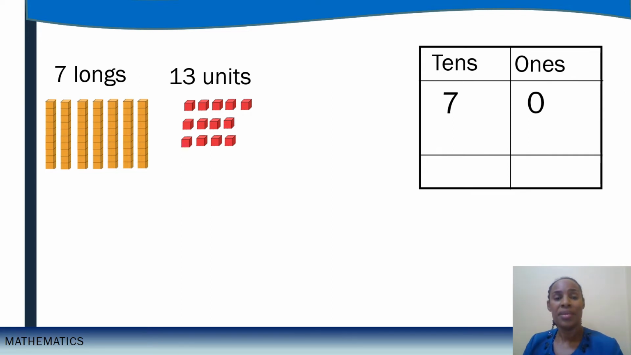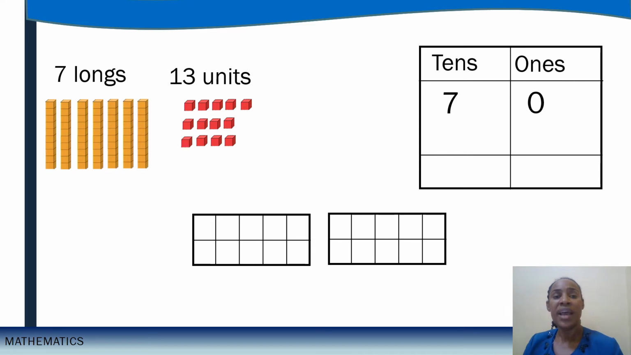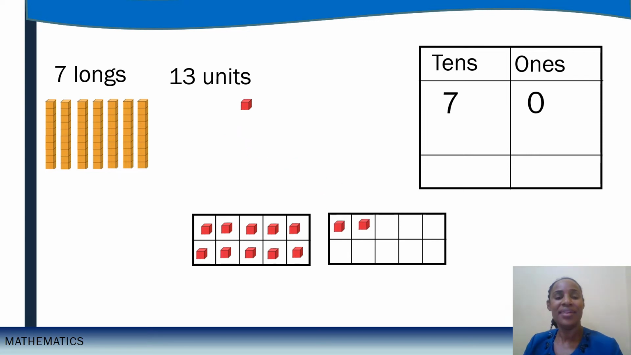Wow! Not so fast, boys and girls. We will use our 10 frame to help us write our 13 units on the place value mat. Remember now, our 10 frame helps us to identify groups of 10 ones quickly. So we will now put our 13 units on our 10 frame mats. 3, 4, 5, 6, 7, 8, 9, 10, 11, 12, 13 units.